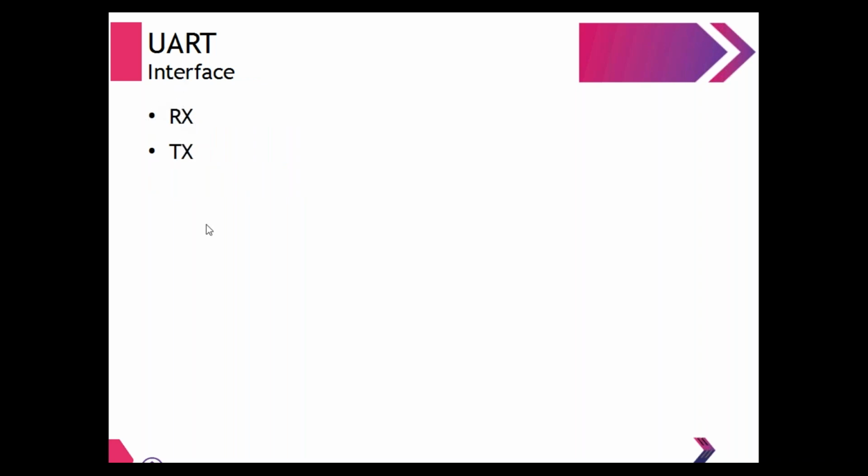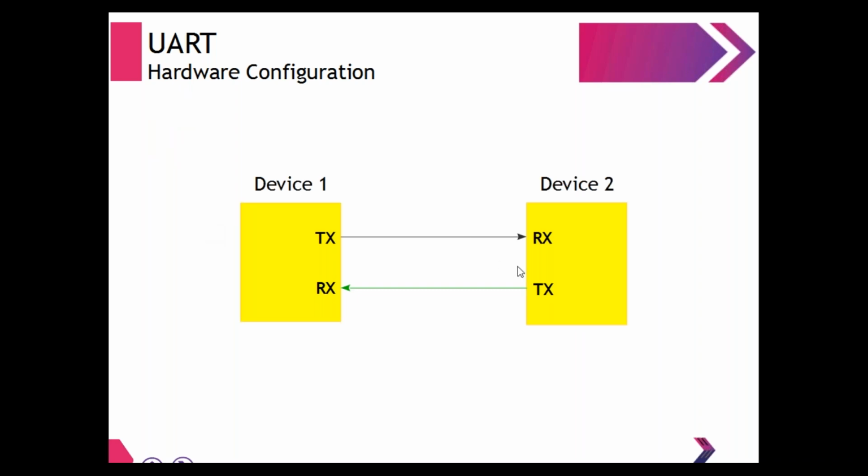Now if you see the hardware configuration, let's say these are the two devices. From this line, device 1 is transmitting, device 2 is receiving. And via this line, device 2 is transmitting, device 1 is receiving. So you have two lines. And apart from this, there might be a common ground. So this is the hardware configuration. Clock line is not there, right? Okay, fine.